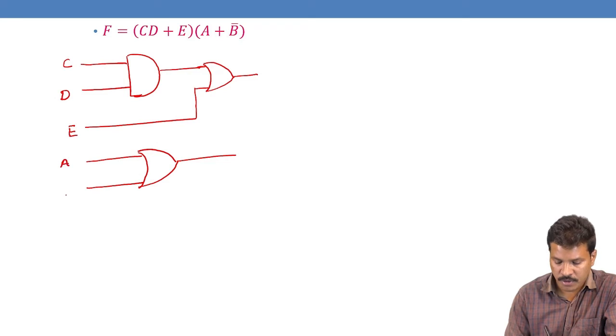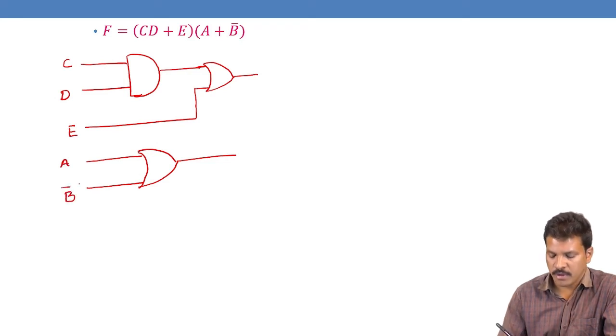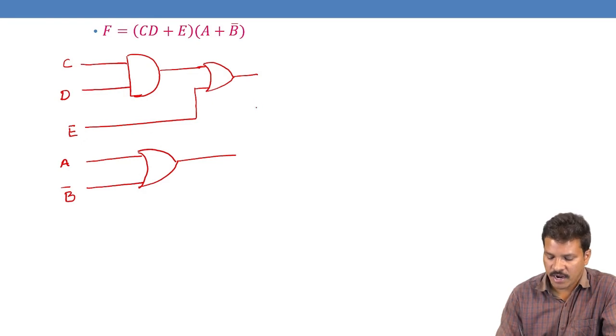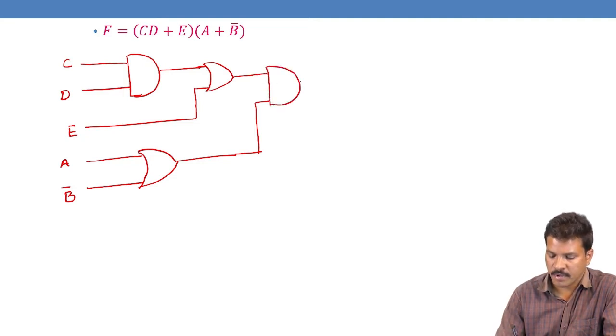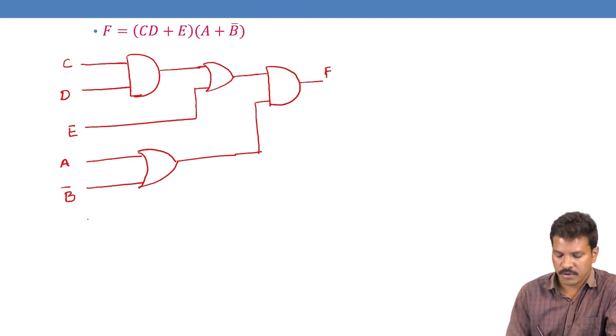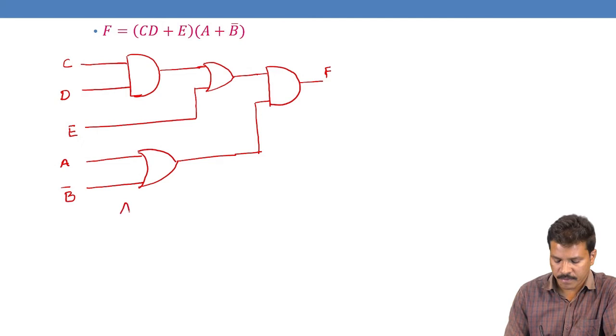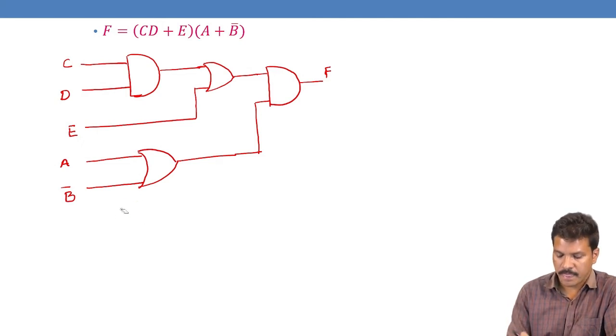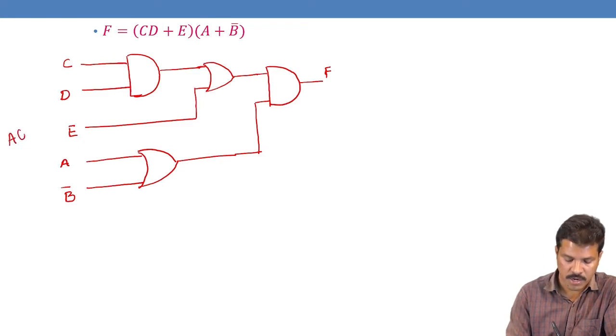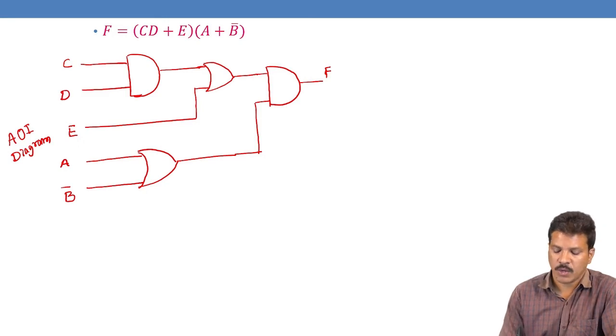A input, B bar input. This OR operation is again ANDed with the above diagram. You will get the F output. So this is the AOI diagram, the AND-OR-Inverter diagram. In this diagram, we use two AND gates and two OR gates to get this Boolean function.